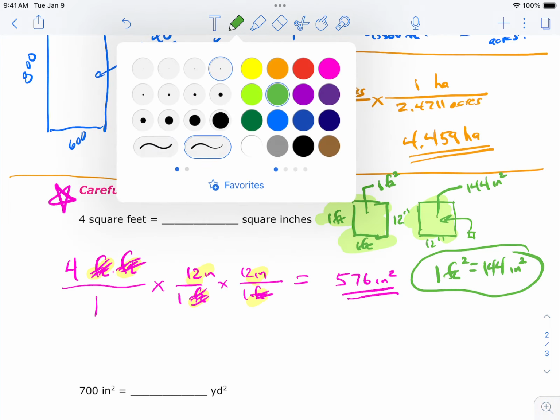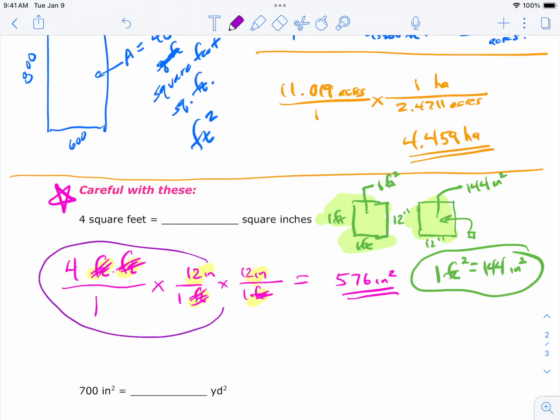I cannot tell you how many times I see this mistake. They just multiply by 12. And it's like, no, it's a square foot. You can't just multiply by 12. You have to multiply by 144. You have to multiply by 12 squared.